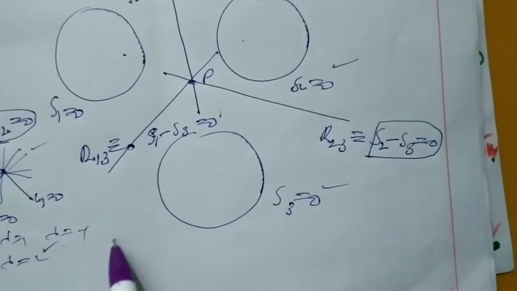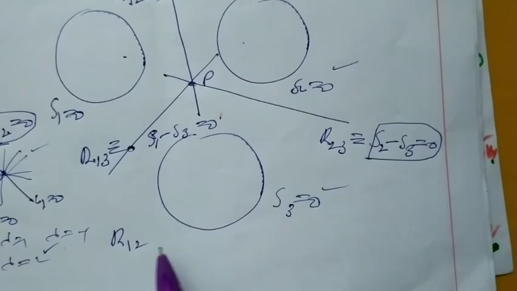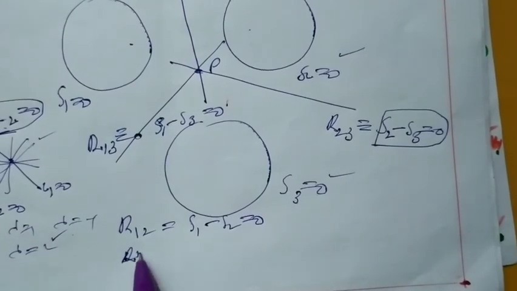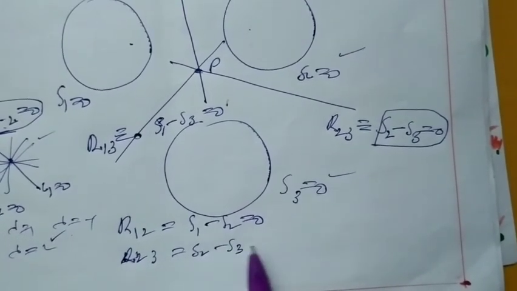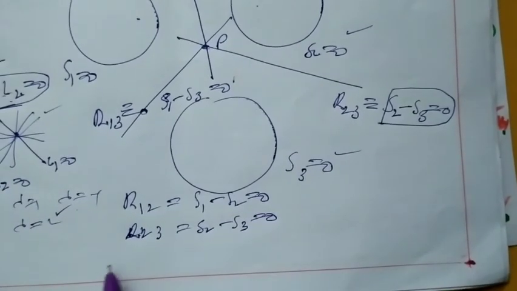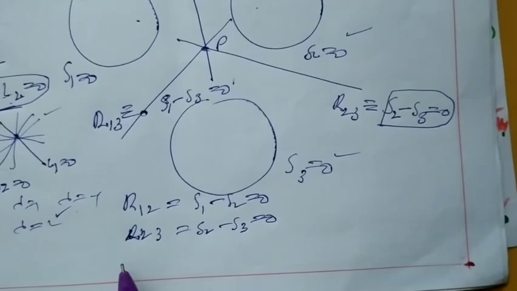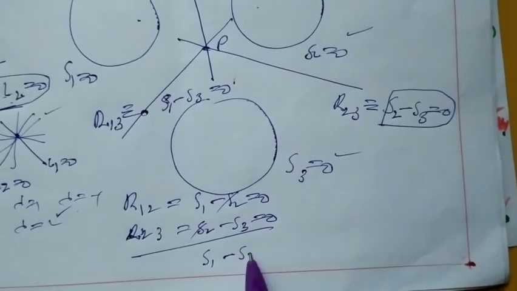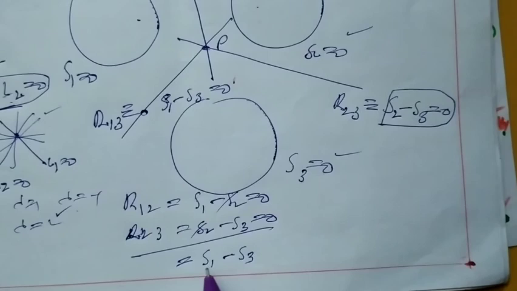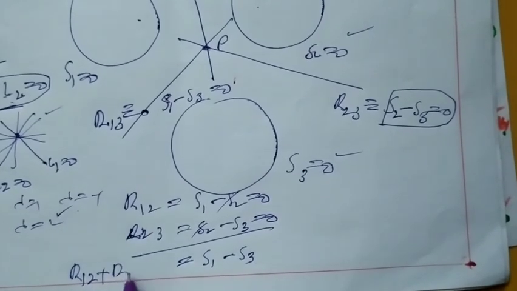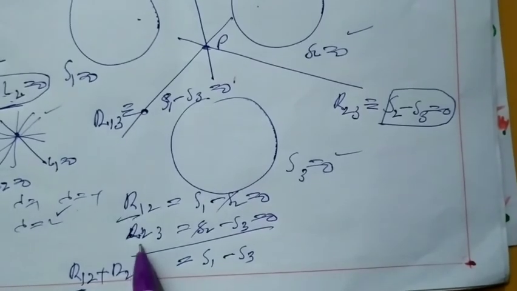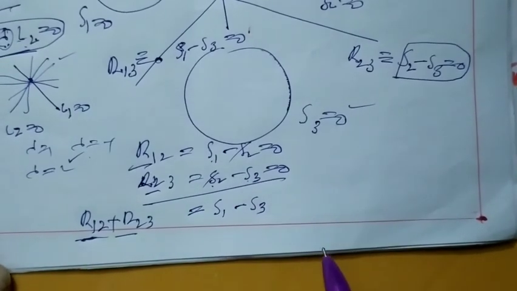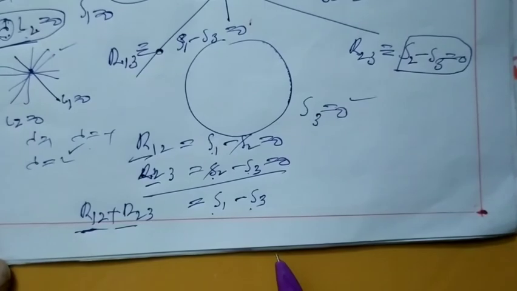My concept here: R12 is equal to S1 minus S2 is equal to 0. R23 is equal to S2 minus S3 is equal to 0. Suppose we add these two, R12 and R23. S2 and S2 cancel, and we get S1 minus S3. These two lines, let us call them L1 and L2. L1 plus L2 is equal to S1 minus S2 plus S2 minus S3, which is nothing but S1 minus S3.